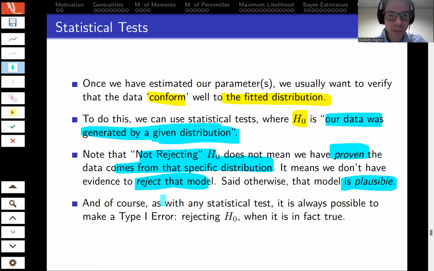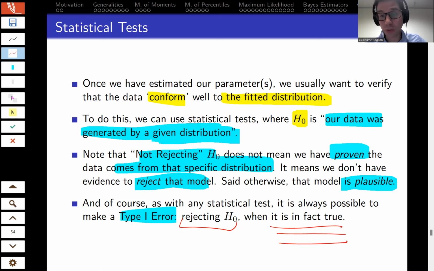And of course, you know this, but statistical tests obviously are not infallible. You can always make what we call a type 1 error: rejecting H0 when in fact H0 is true. It might be that the reality is actually Poisson, but the data you've collected, even though it was generated by a Poisson, the randomness has made it look like it's not a Poisson, just by random chance. Then you run your test and you reject H0 even though it's true.